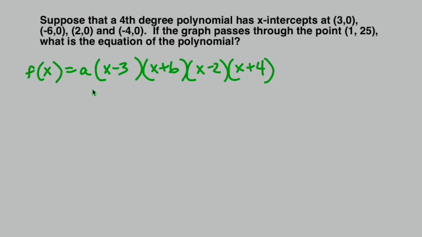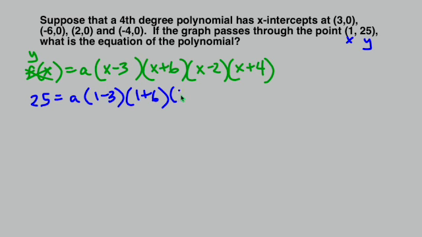So we're almost done here. All we need to now do is find this a value. So once again, f of x is the same thing as y. And over here, everywhere we see an x, we're going to replace it with 1 in the equation. And everywhere we see a y, we're going to replace it with 25. So this y becomes 25. We still have an a there. We're going to say 1 minus 3, 1 plus 6, 1 minus 2, and 1 plus 4. So once again, we're just replacing every x and y with either 1 or 25, depending on what it is.